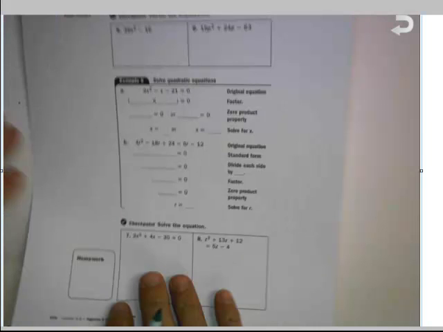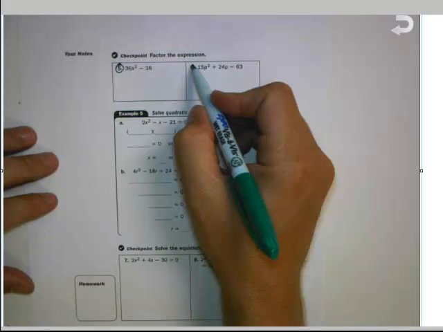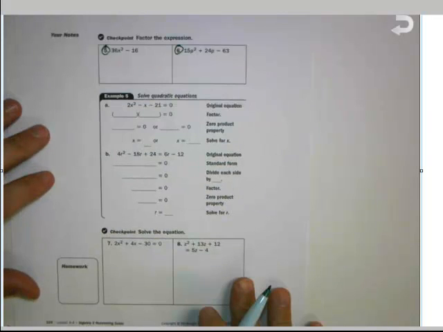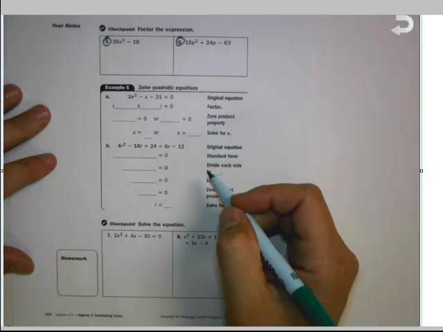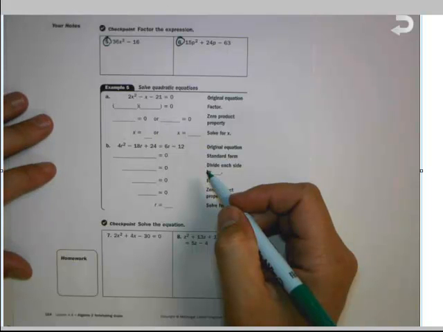Take just a moment and go ahead and do 5 and 6 and just try them. Those are tough problems. Do your best on them. I'll give you a couple minutes, pause, and come back.